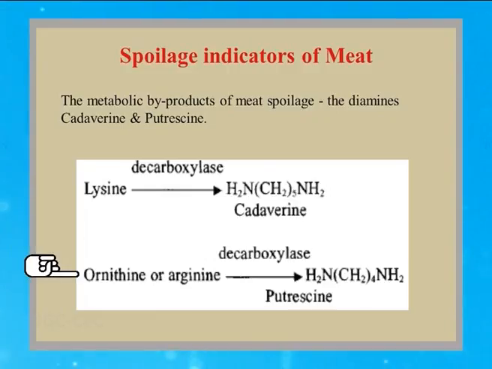On the other hand, ornithine and arginine are again two different amino acids which are subjected to decarboxylation, and we have the production of putrescine. Now these diamines are the spoilage indicators. So if you take a piece of meat and test for these diamines, and if you find a positive test for this, it shows that the meat has been spoiled.